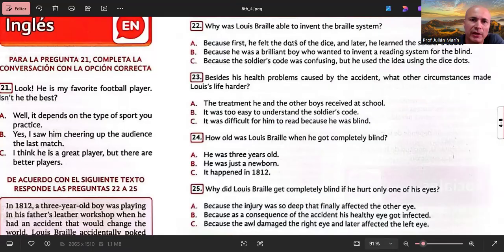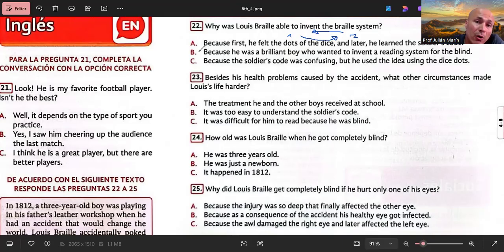So we got 3 options here. A, because first he felt the dots on the dice, and later, so that was like the first event and second event, later he learned the soldier's code. This one we cancel because it was the opposite. First, he learned the code, and second, he felt the dots. So we cancel A.